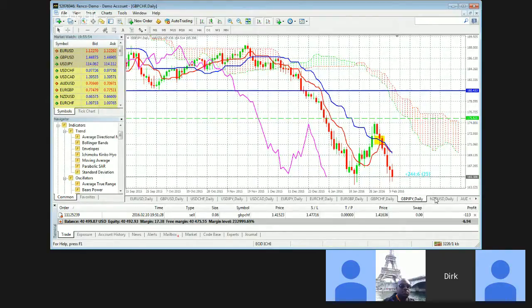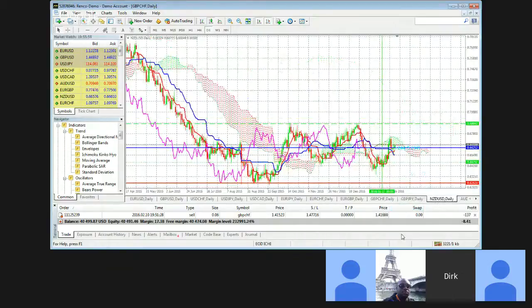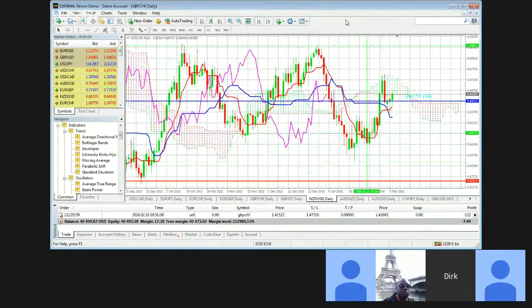Okay, next chart. Got 5 minutes left for the session. Okay, and we've only got 4 charts left. Okay, so let's run. Okay, this one isn't showing anything. Let's just zoom in slightly. Okay, this is the New Zealand US dollar. What's happening here? This one looks a bit messy, doesn't it?